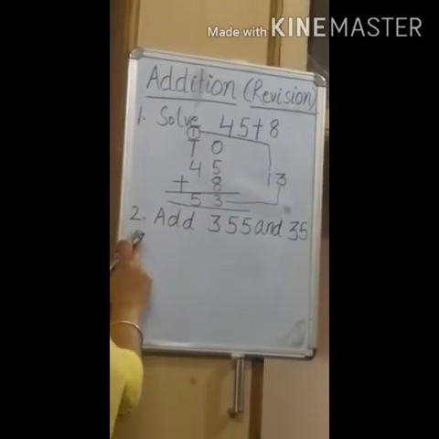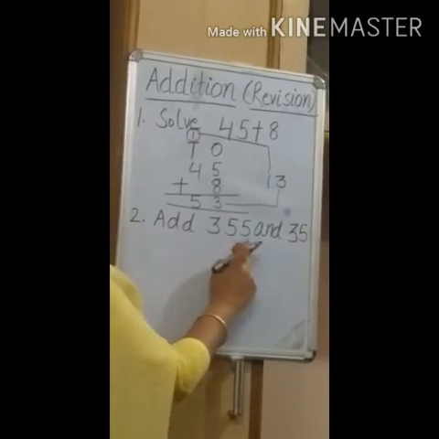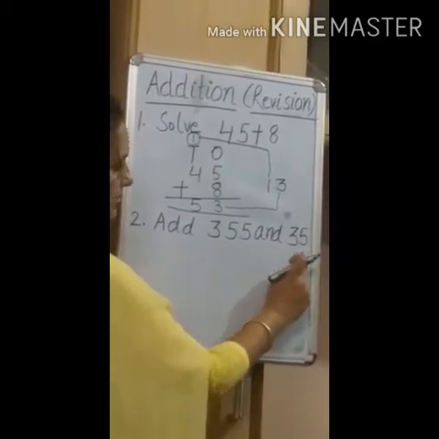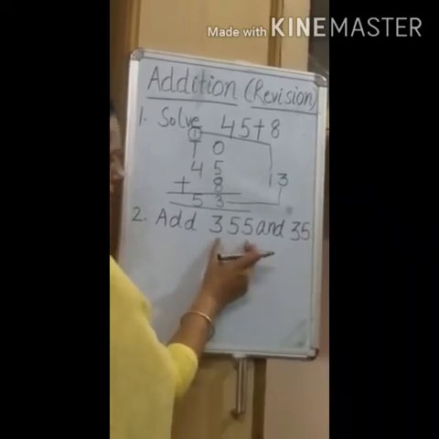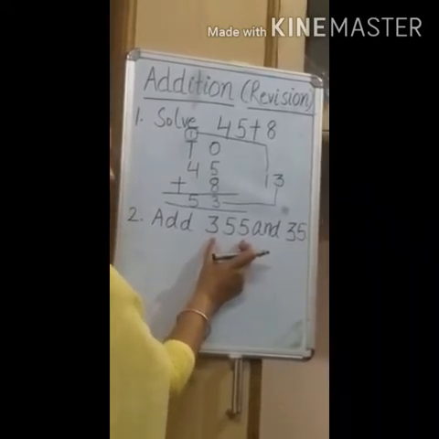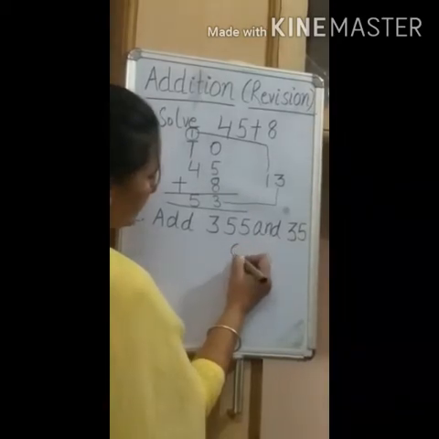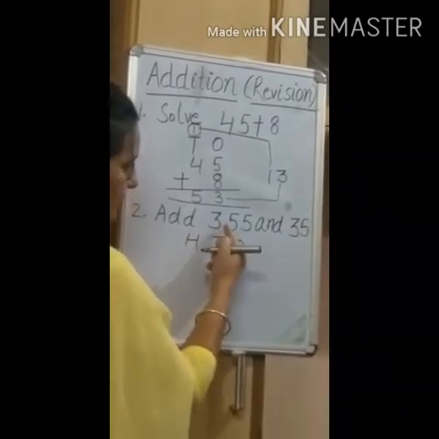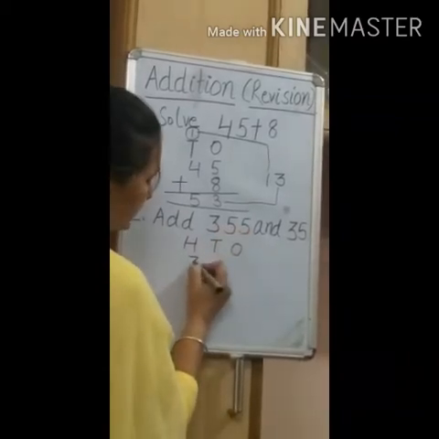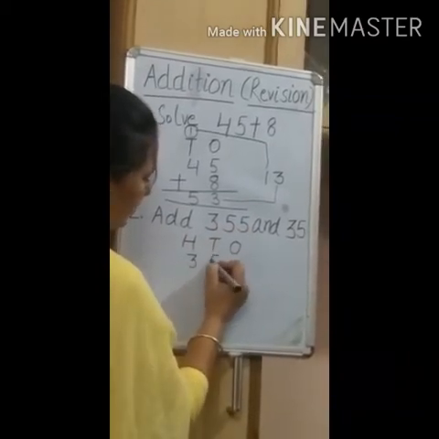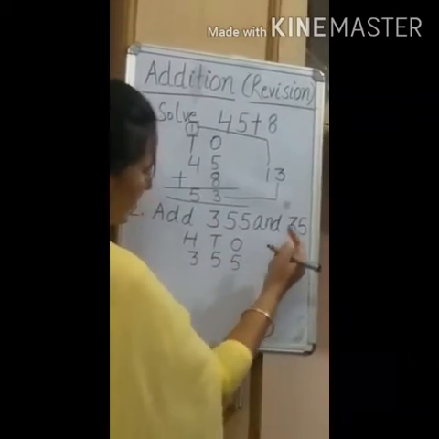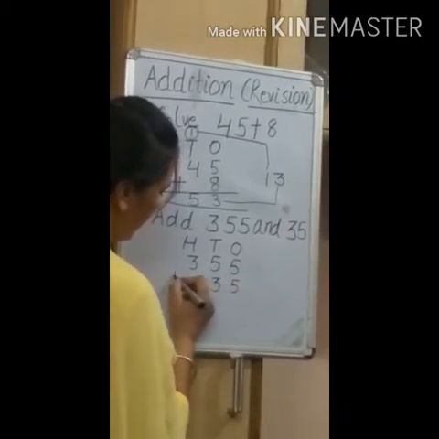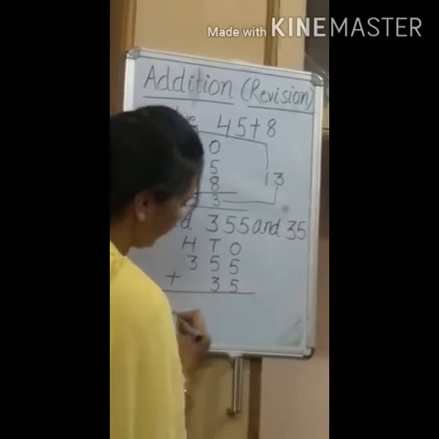See next sum, add 355 and 35. This is a 3-digit number and this is a 2-digit number. This is the biggest number we have, the 3-digit number. So we will write 3 places here, ones, tens, hundreds, and I will write this number 355 according to its places. 3 hundreds, 5 tens and 5 ones. Second number is 35, 3 tens and 5 ones, and now I will put the plus sign here.